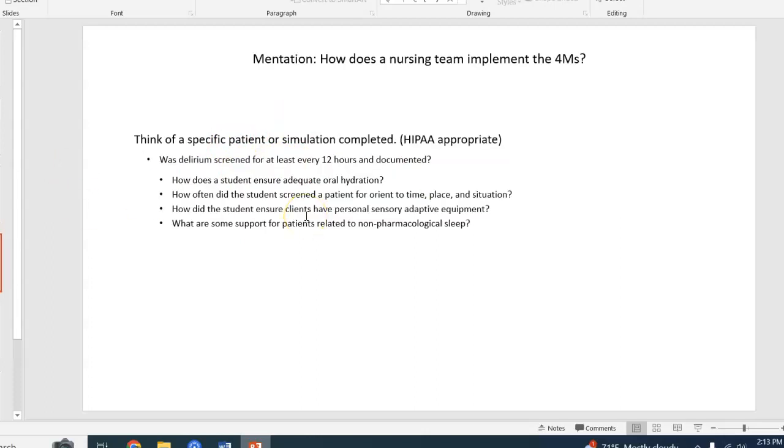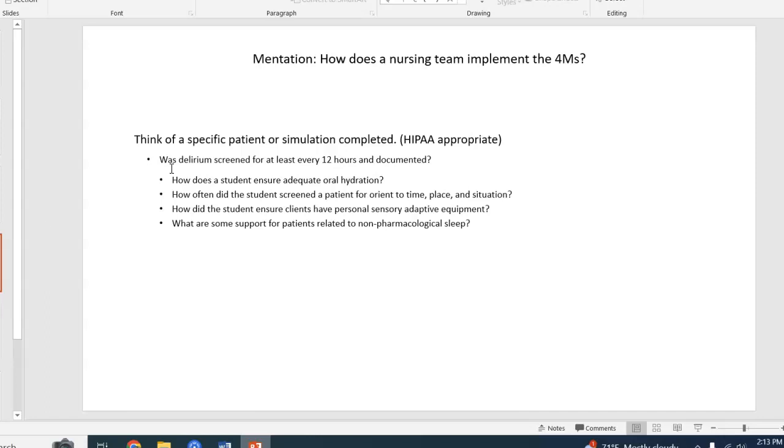Mentation, how do we implement this as the nursing team? Again, we're thinking back to a patient. If they hopefully did have some delirium. If they did not, then you can put in N/A for that section. But was delirium screened for at least every 12 hours, and did the nurse document it? As a student, how are you going to ensure adequate oral hydration? How often, as the student, would you or did you with this client orient them to time, place, and situation?